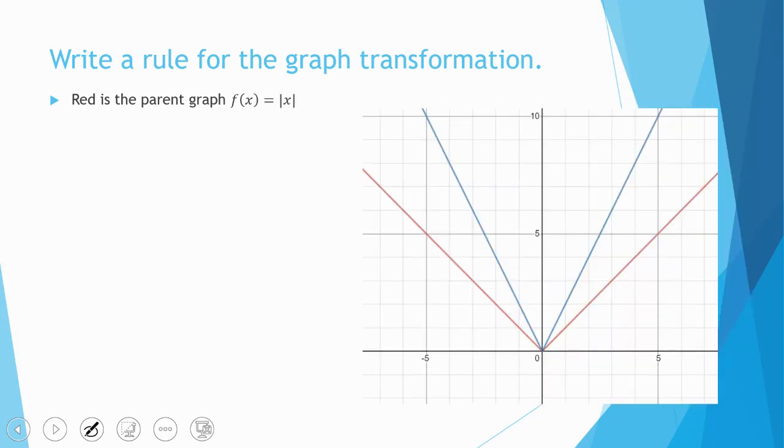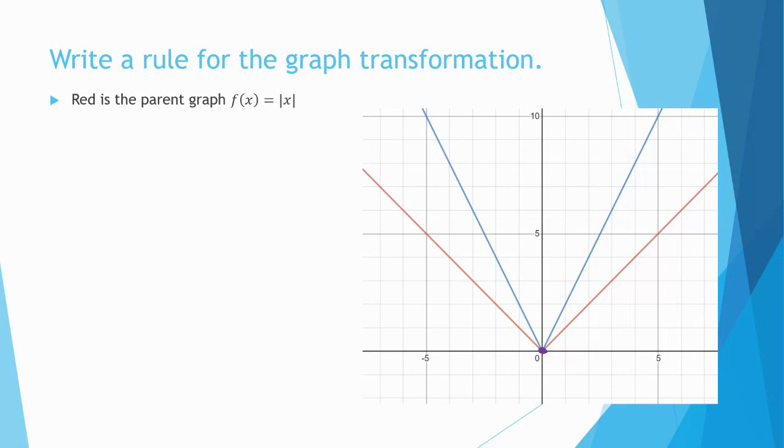Look at this next one. The red is my parent graph of the absolute value of x. Now this hasn't moved, right? I still have the same vertex, so it hasn't moved up or down, and it hasn't moved right or left. But what you can see is that it has stretched vertically and gotten skinnier. How about that? It's gotten skinnier so that it's stretched vertically.